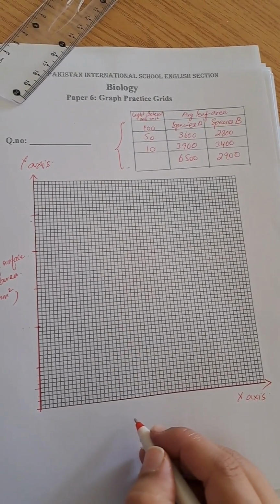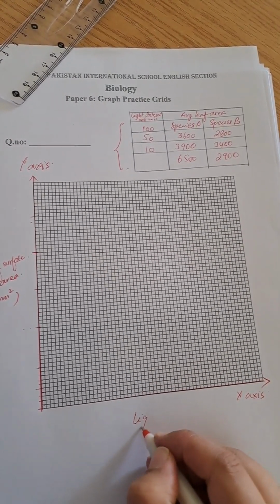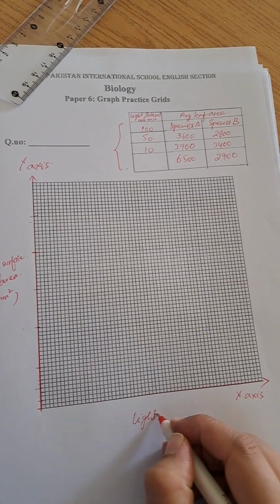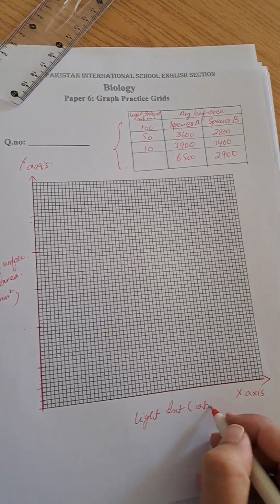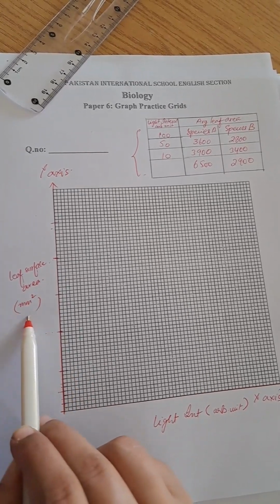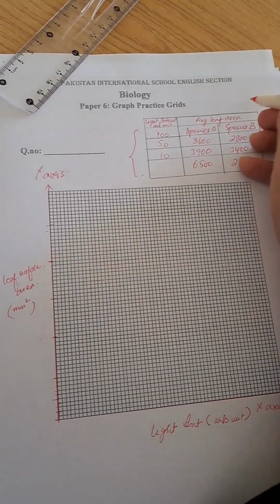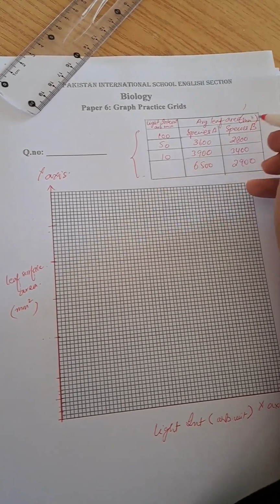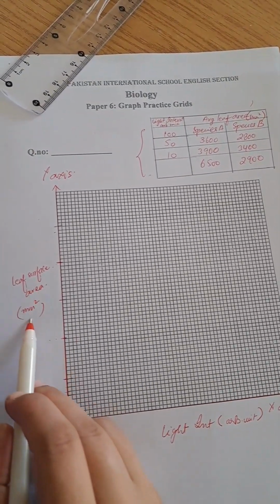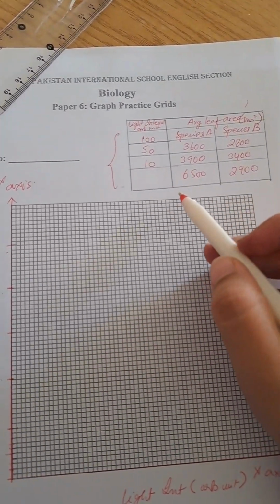So the very first thing you do is label the axis with the proper unit that would be given in the table. The leaf surface area is going to be here with the unit that would be mentioned in the table. That would be millimeter square, right? So you've mentioned that. Now what you need to do is set the scale.